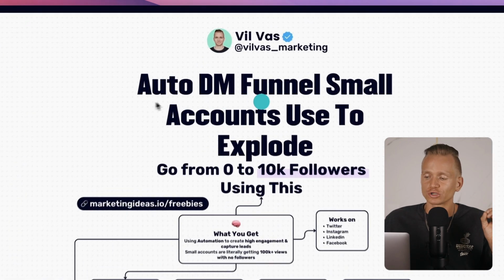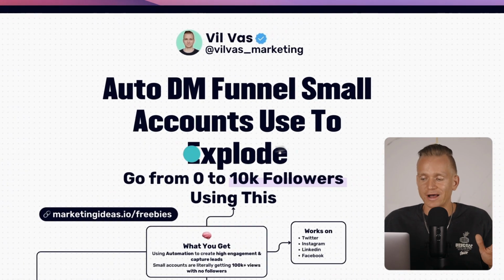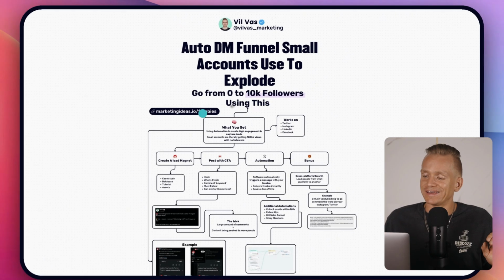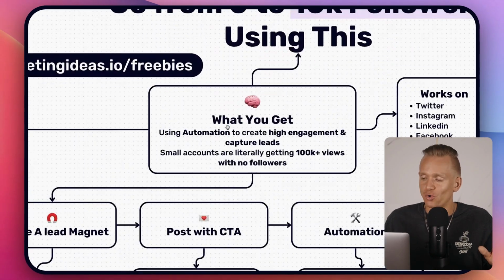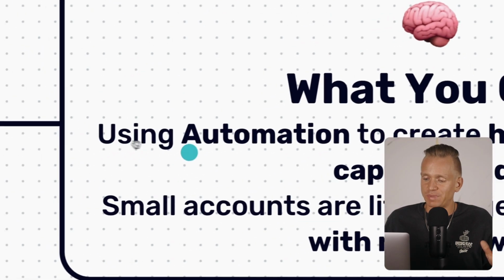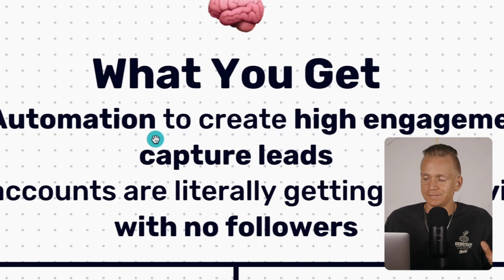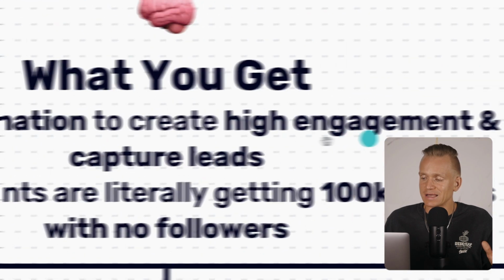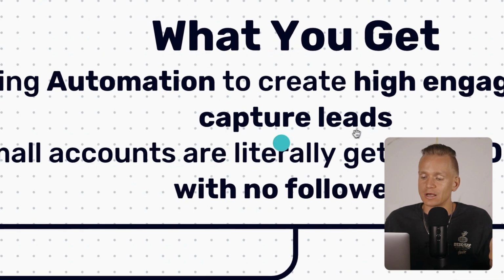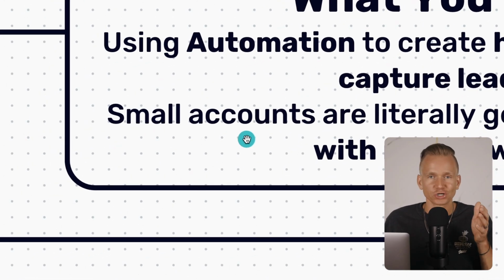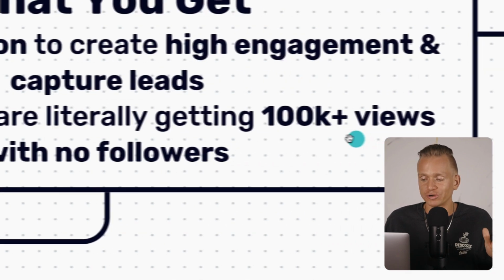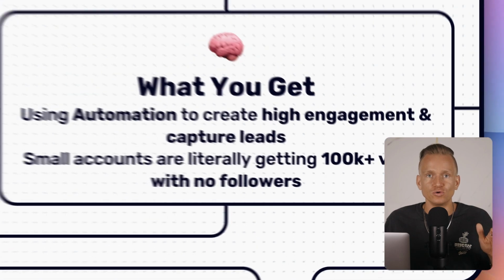So the auto DM funnel for small accounts to explode is absolutely insane. The strategy is working so well right now. What it is basically, you're using automation to create high engagement and also to capture leads. So there are small accounts. I've literally seen accounts with almost no following that are getting hundreds of thousands of views.